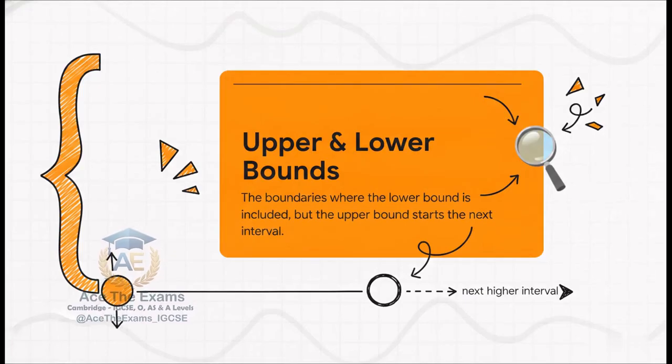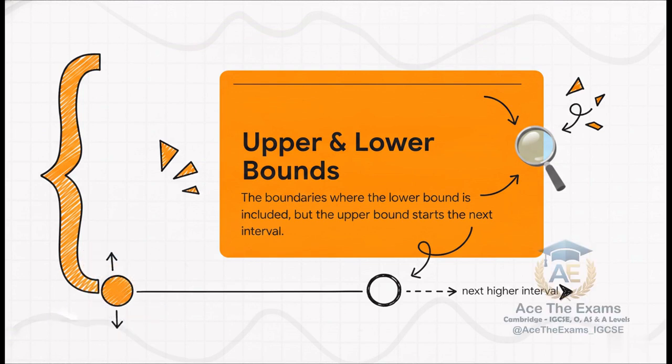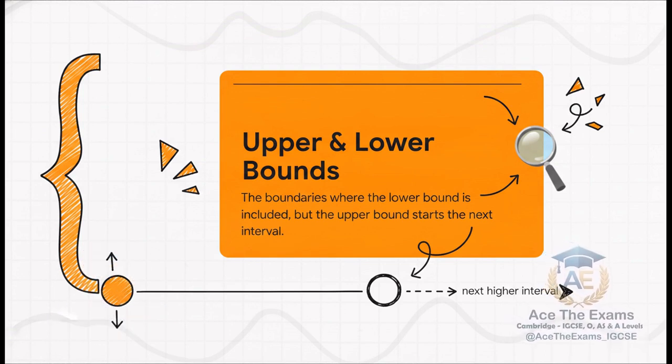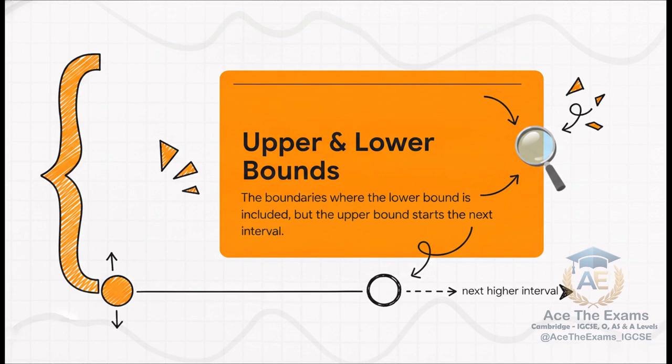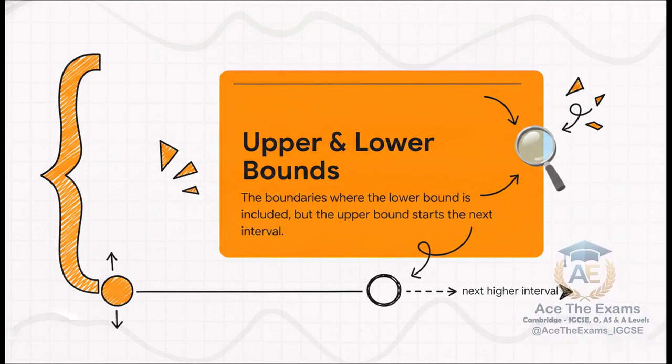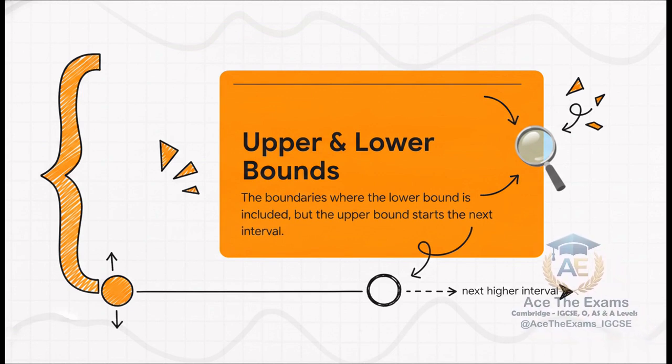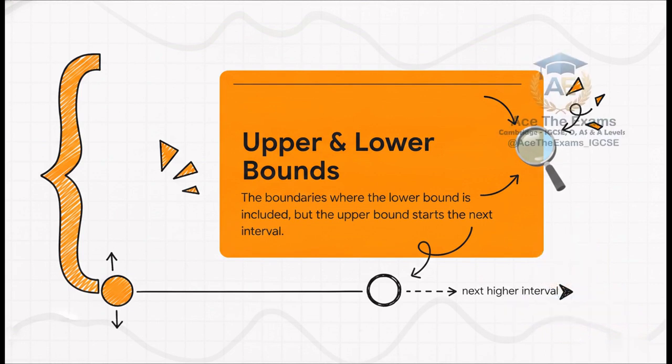And those boundaries have specific names. 25.5 is our lower bound, and 26.5 is the upper bound. But there is a super fascinating mathematical quirk here you need to know. The lower bound is officially included in this interval, but the upper bound, that 26.5, technically belongs to the next interval up. Because, think about it, if it were exactly 26.5, we'd naturally round it up to 27. But for the sake of setting our absolute mathematical ceilings, we just use 26.5 as the upper bound.